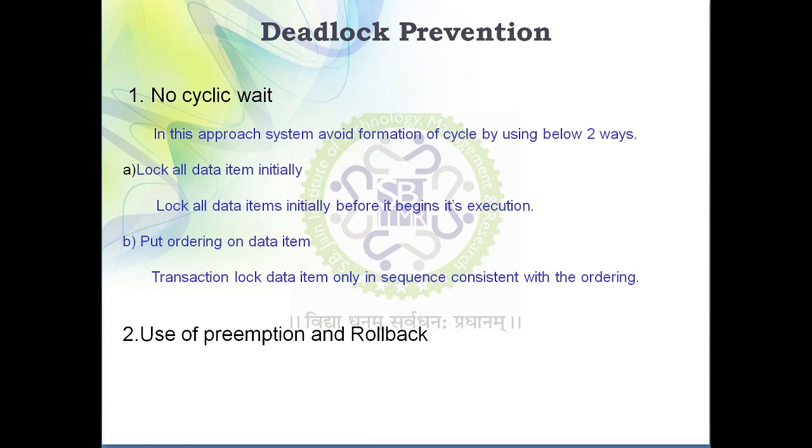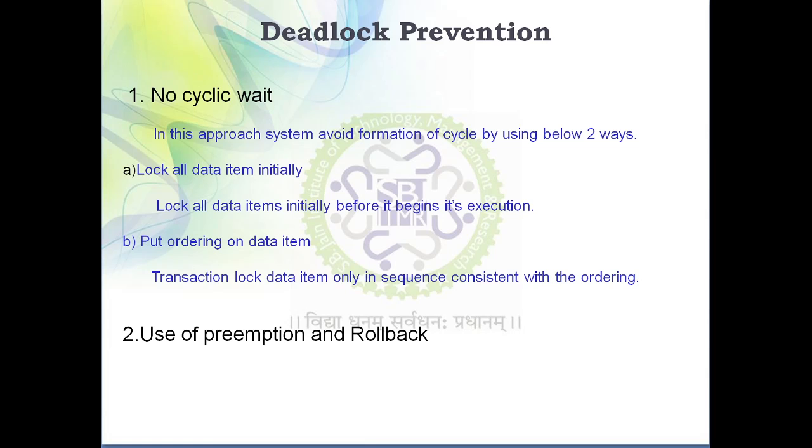Then the second way is you can put an order on data items, just like in your library. Generally in a library, the number of copies is less and the number of students is more. So how can the book be given to all the students? They put a rotation: after 1 week you have to return your book and take another book. So you put an ordering on data items, just like a round robin fashion, just like your schedule or timetable.